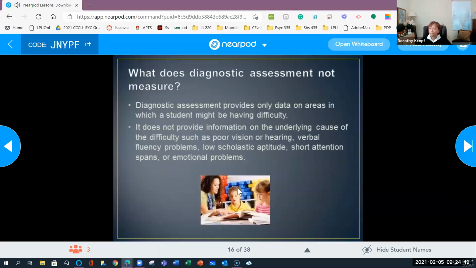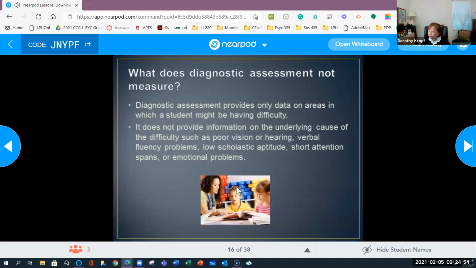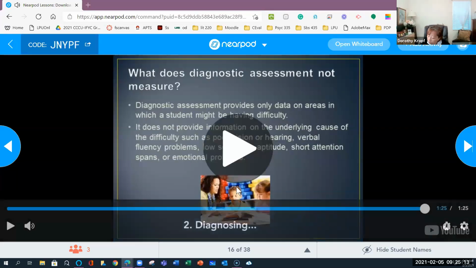What does diagnostic assessment measure and what doesn't it measure? Well, diagnostic assessment, properly understood, will indicate areas where the students have strengths and weaknesses. It does not indicate the underlying causes of the weakness, such as physical, mental, emotional, linguistic, or cognitive problems. And these are best analyzed by other forms of assessment.